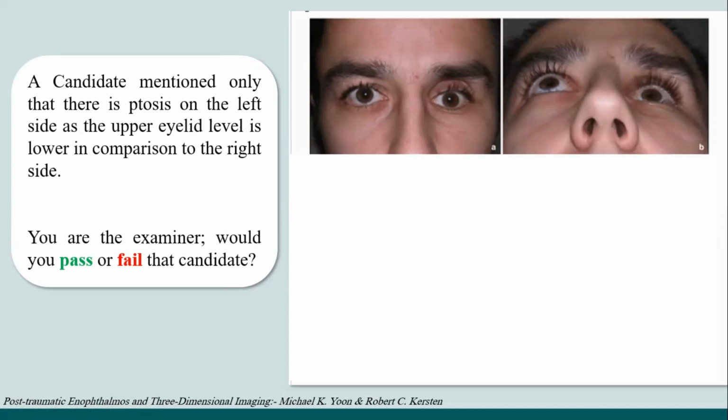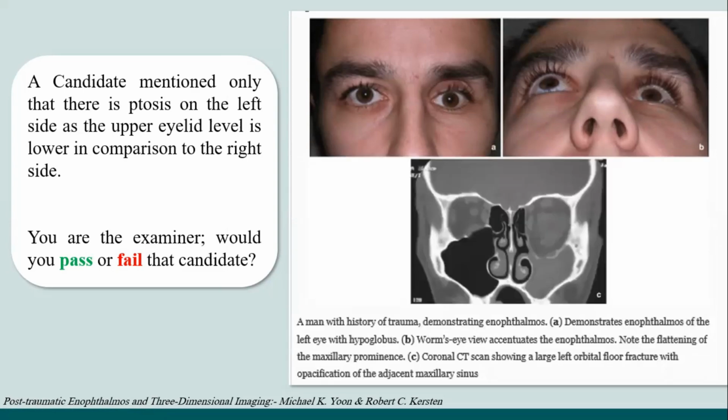The message of this case is, this is ptosis. Yeah, this is a kind of pseudotosis, actually. The eyelid is lowered, but because of ophthalmos, everything is shifted down because of blowout fracture. So don't forget to comment on ophthalmos and proptosis whenever you have a case of ptosis.